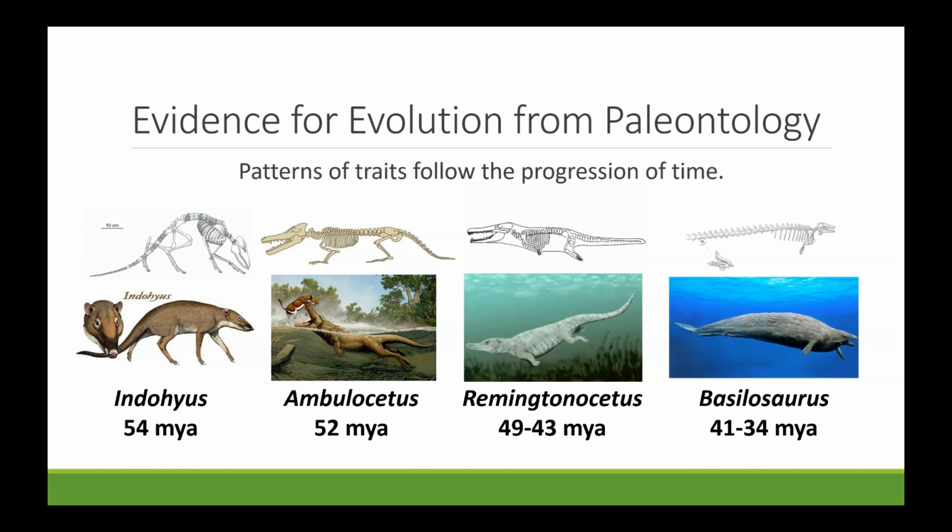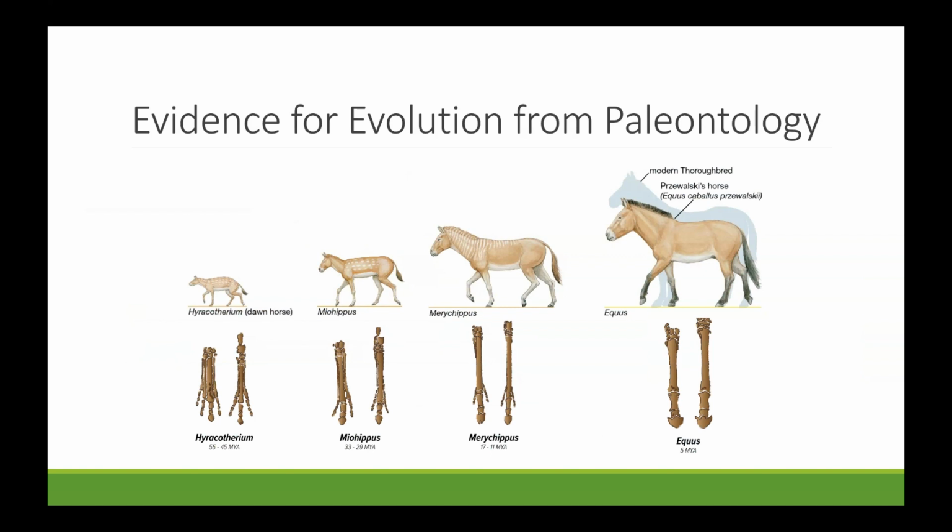And this picture is, of course, incomplete, but there's a logic here, right? We can see a pattern. There's a direction where transitions have been made from one piece of evidence to the next. So this is what we mean by patterns of traits follow the progression of time. I'll give you another example.